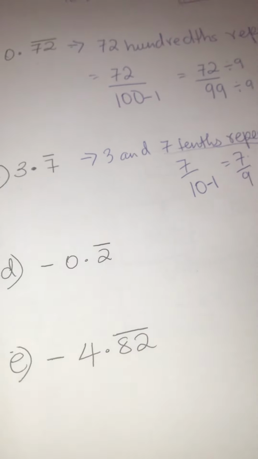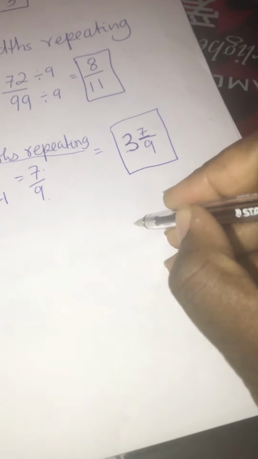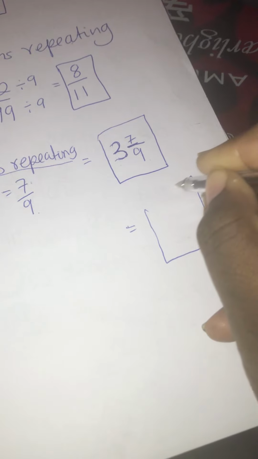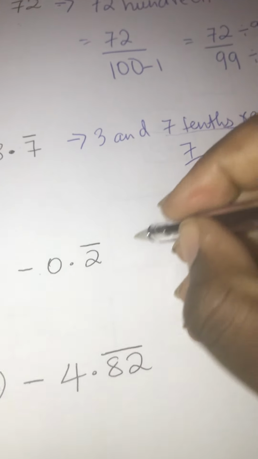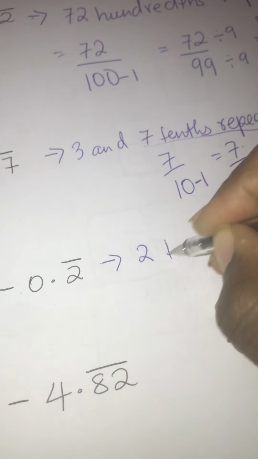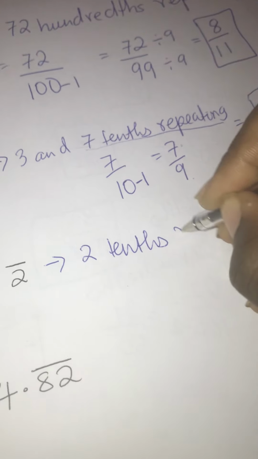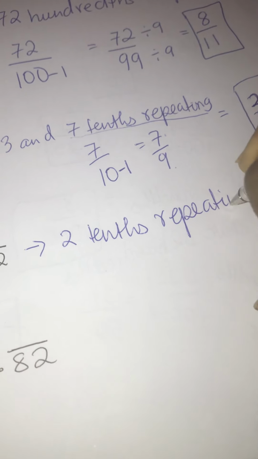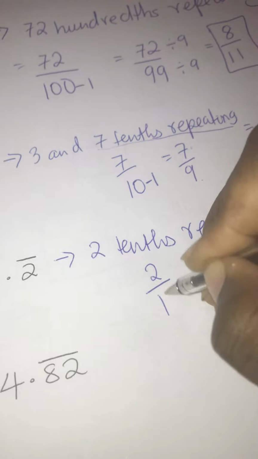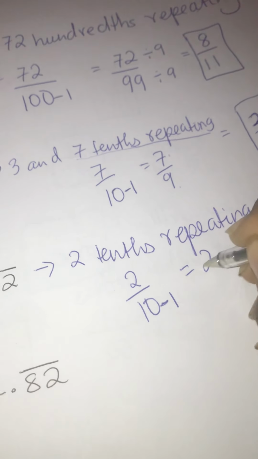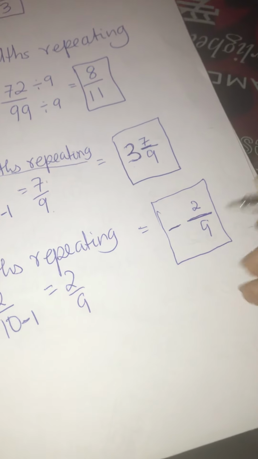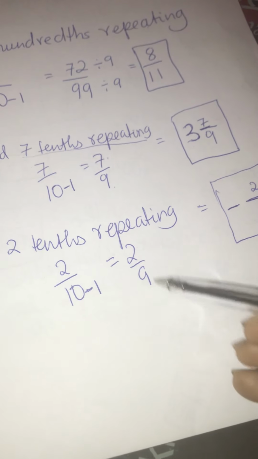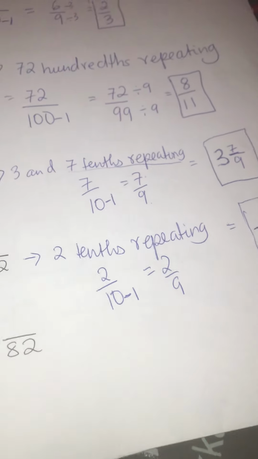Let's do a negative fraction. My fraction is negative. I go to my box. I put a negative, and then I put my fraction line. Okay? Then this is 0.2 repeating. You write 2 out of 10, you minus 1, you get 2 out of 9. How do I know? Because there's no common factor between 2 and 9, so this is the simplest form.